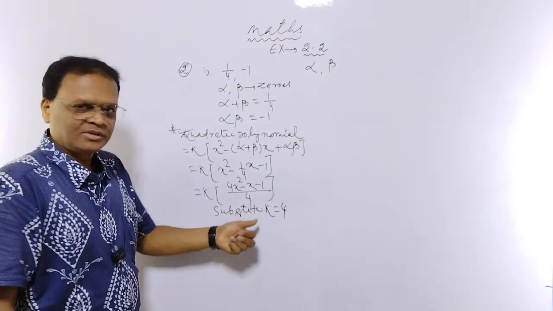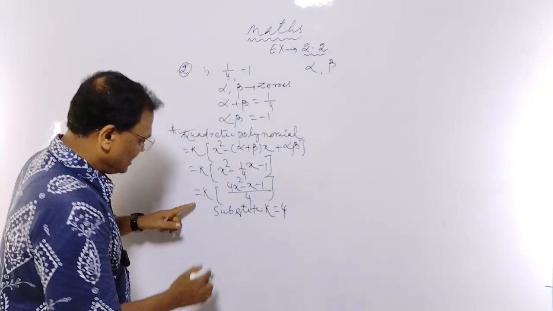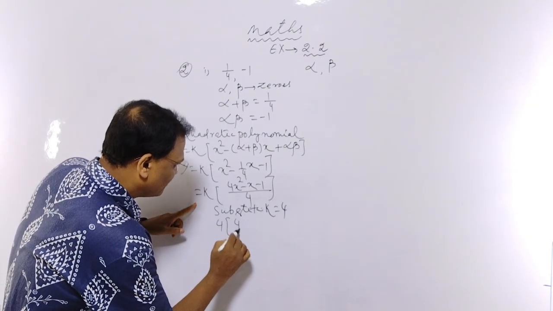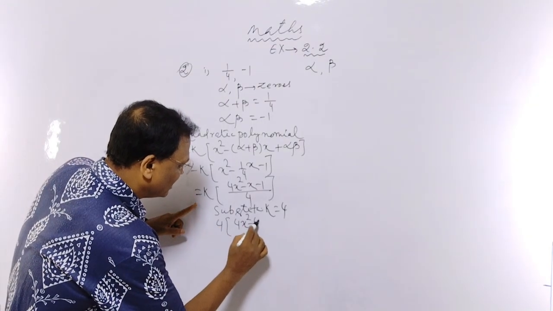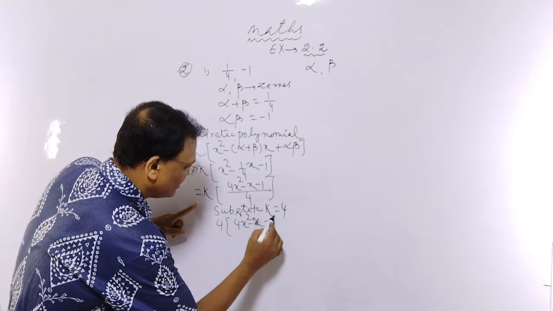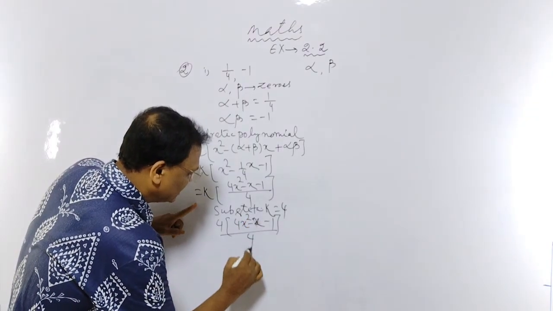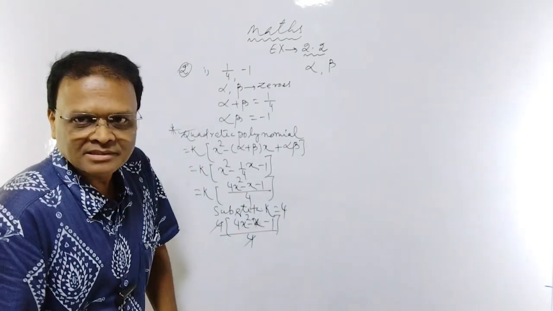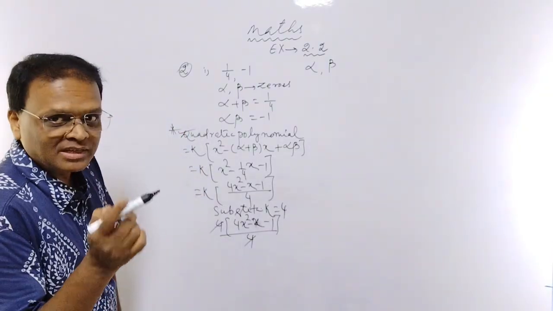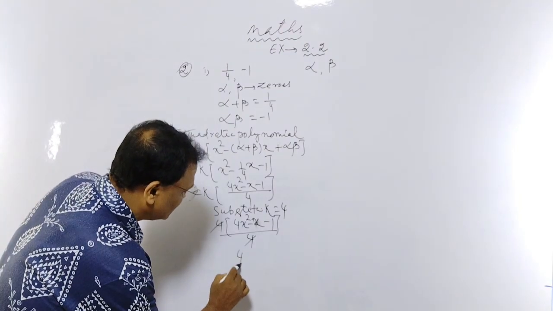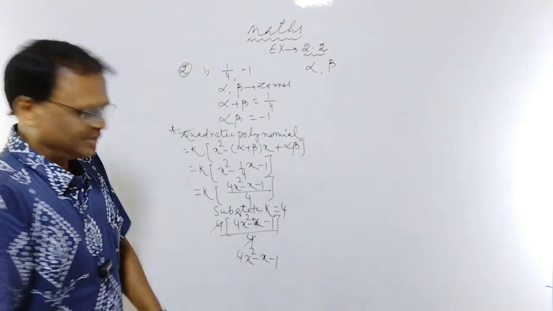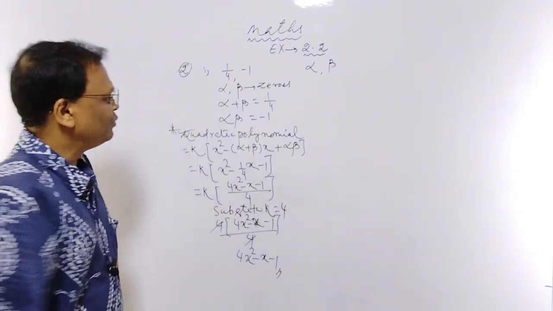Now, if I substitute k is equal to 4, writing 4 instead of k, 4 of 4x square minus x minus 1 divided by 4, and this 4 gets cancelled. Finally, what becomes my quadratic polynomial? This is my quadratic polynomial.